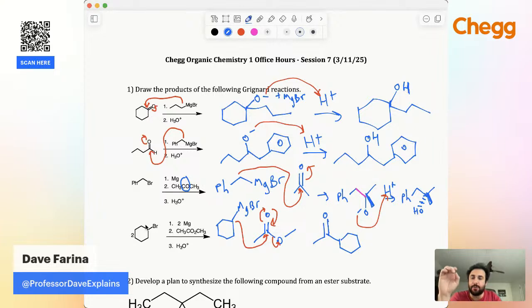And so now if we have excess Grignard reagent in solution, remember it says that we have 2 equivalents of Grignard reagent for every equivalent of the ester substrate. That means that another Grignard reagent can attack, because Grignard reagents attack ketones, and we have a ketone. It's an intermediate, but it's there in solution. And so we don't have a lot of room here.